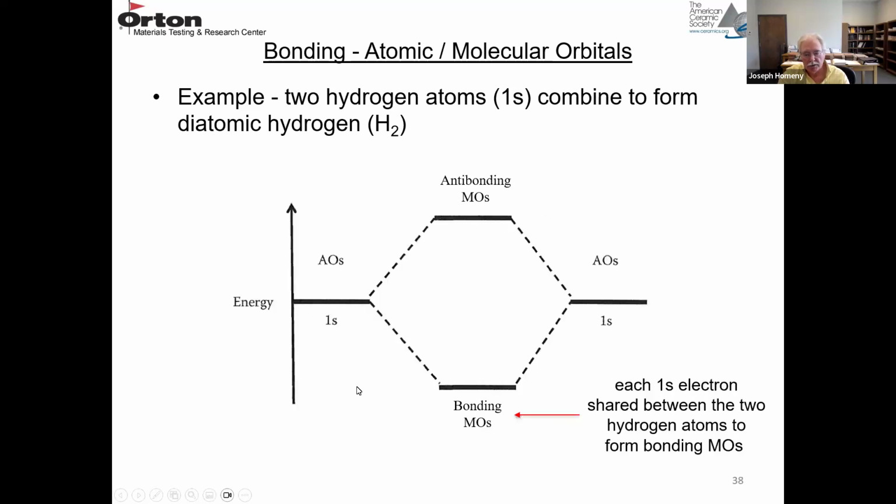So if we look at the energy here, this is energy in this direction. This is an atomic orbital for one hydrogen atom, 1s. This is an atomic orbital for a second hydrogen atom in the 1s state. And this is where bonding takes place with a lower energy level, and that's forming a molecular orbital. So in that case, each one of these 1s electrons is shared between two hydrogen atoms, and that's basically forming a molecular orbital. And an anti-bonding situation here is not possible because you would have to go to a higher energy state.